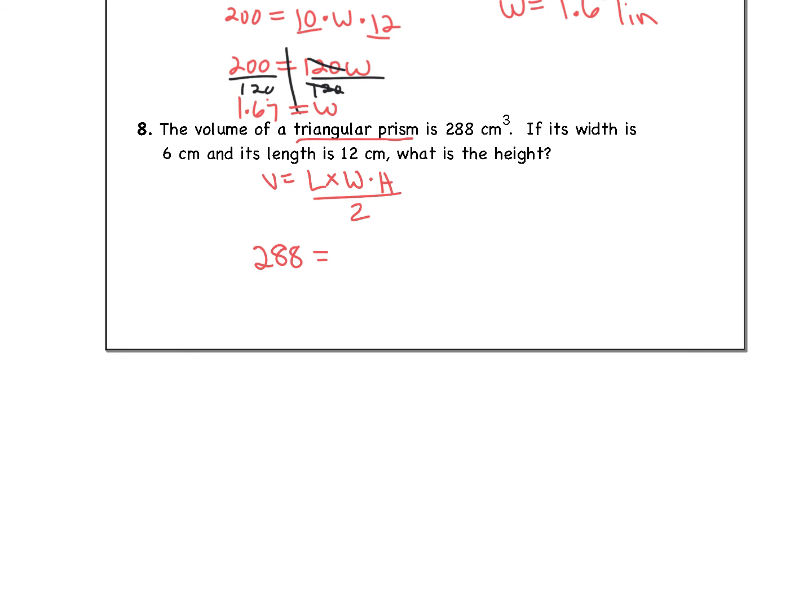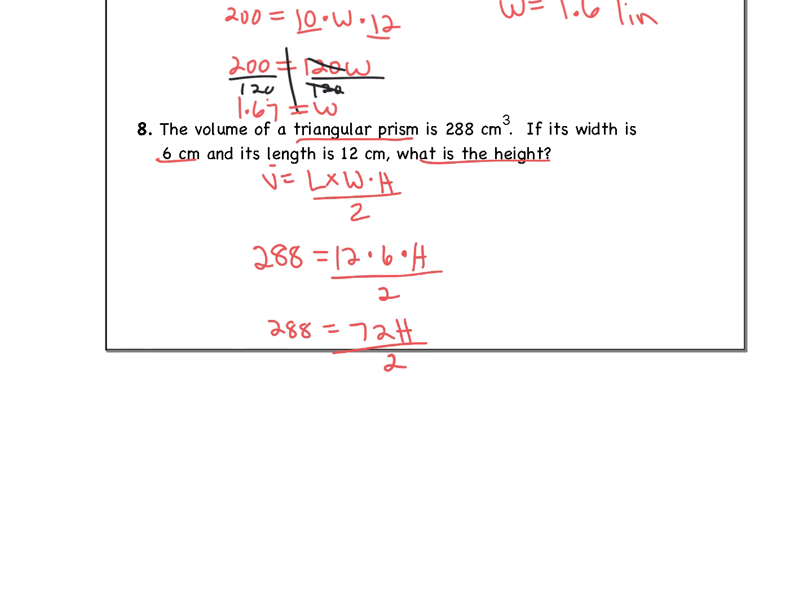And then I'm going to figure out what else I know. So I know the width is 6. And I know that the length is 12. So 12 is my length, times 6 is my width, times h is my height. We don't know that yet, because that's what we're solving for. And all of that divided by 2. So the first thing I'm going to do is simplify my expression. So 12 times 6 is 72. So 288 equals 72h divided by 2.